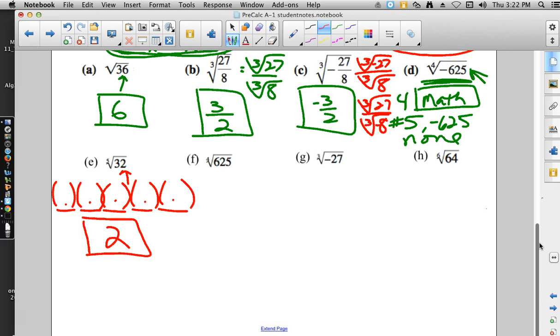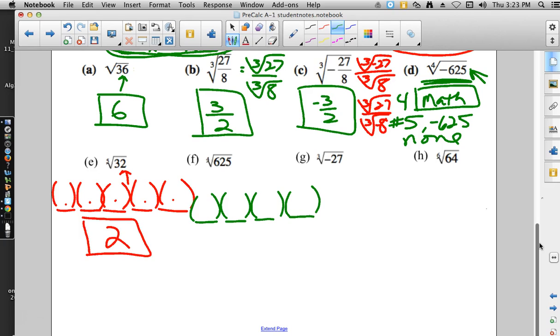It's a positive 32. For F, we want the fourth root of 625. So 1, 2, 3, 4 slots. We want to fill them with exactly the same number. Hopefully from last year you remember that 5 to the third is 125, and that kind of piques your curiosity. And you could certainly use your power chart for now to verify that it's going to be 5.